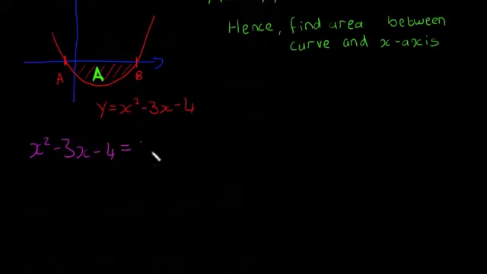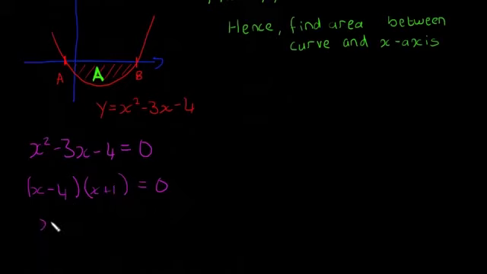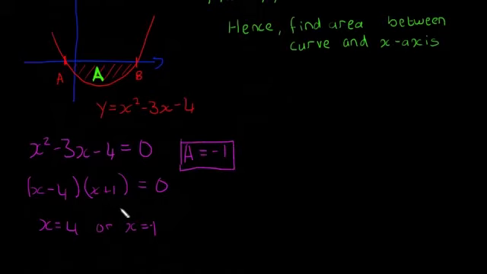Okay, so if you remember solving quadratic equations, we're going to have to put them into the brackets like this, let it equal to 0. So in this case it's going to be minus 4 and plus 1. Okay, so that means x is equal to 4 or x is equal to minus 1. Ooh, there should be minus there. So obviously a is equal to minus 1, because that's the one that's in the minus part, and then b is equal to 4.